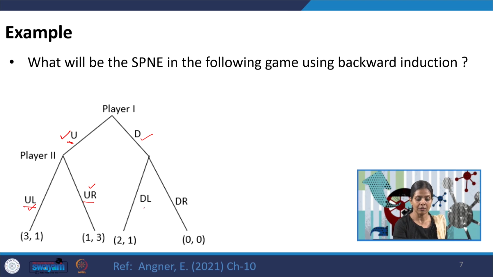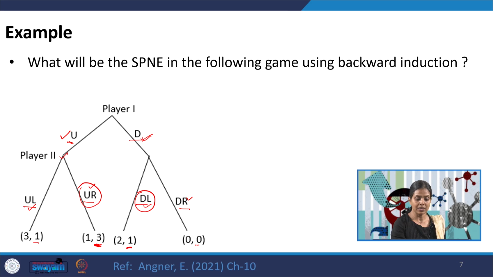Player 2 can play L and R when player 1 plays D. So, they are called DL and DR. Now, player 1 compares his payoffs across all strategies. He sees that if player 1 plays U, then he would be definitely better off playing R. So, UR is his strategy. If player 1 plays D, then he would be better off playing L. So, DL is another strategy.